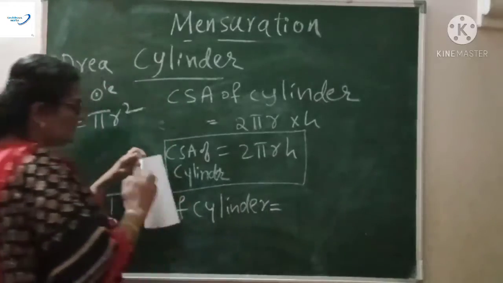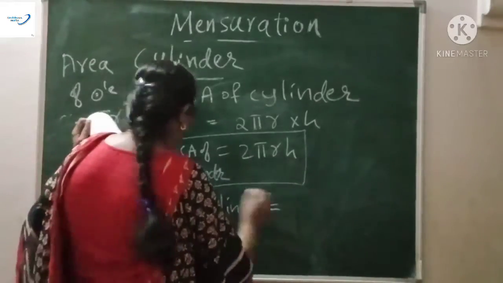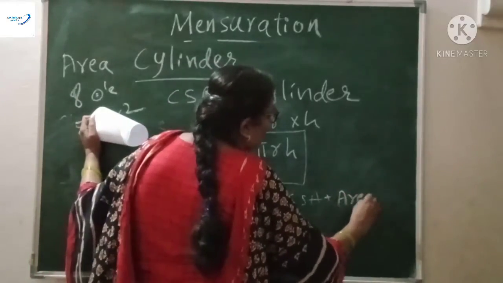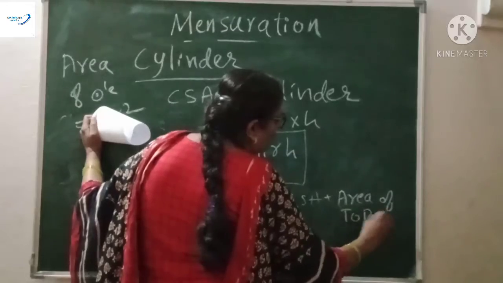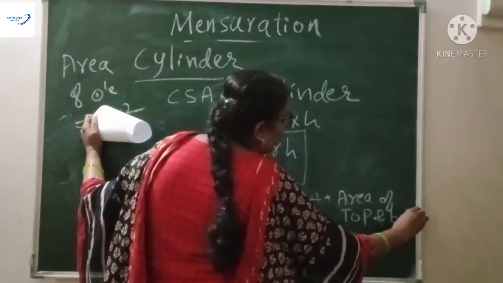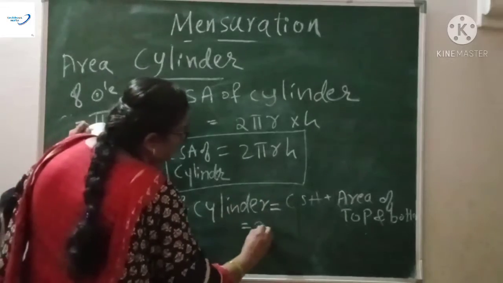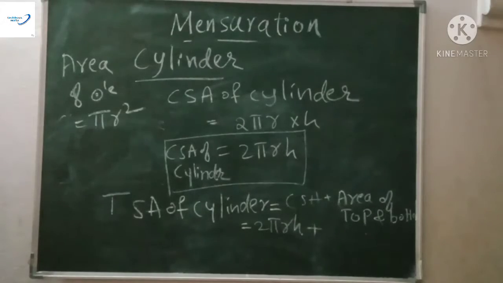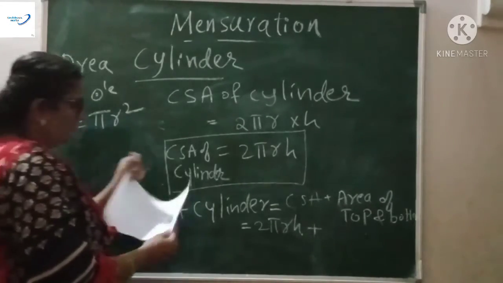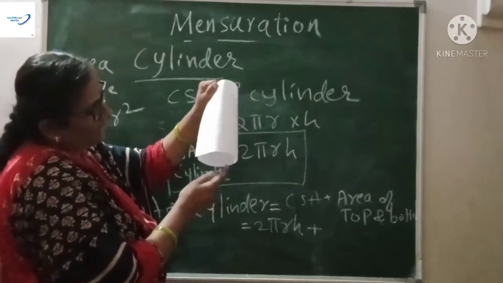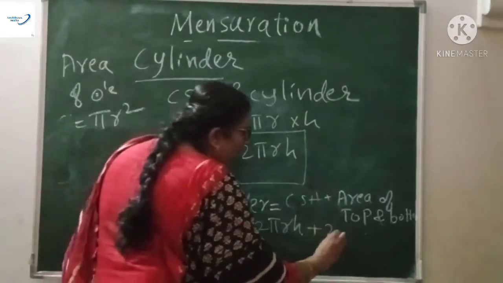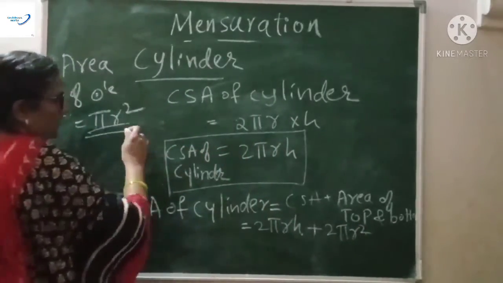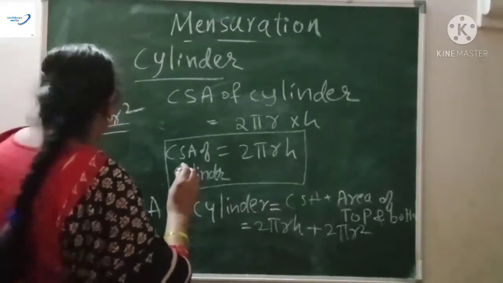The total surface area of the cylinder is equal to the curved surface area plus the area of the top and bottom faces. The curved surface area is given by 2 pi r h, plus you have your circle faces. How many circles? They have the same radius. This is given by 2 pi r square. The area of a circle is given by pi r square, and you have two circles, so it is 2 pi r square.